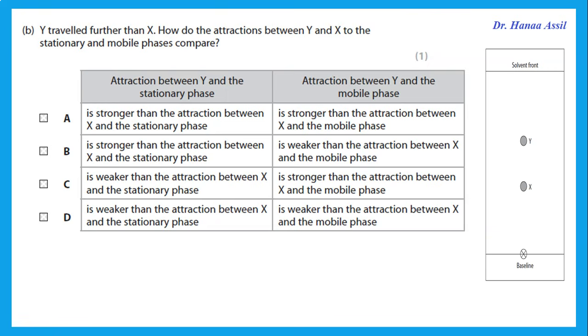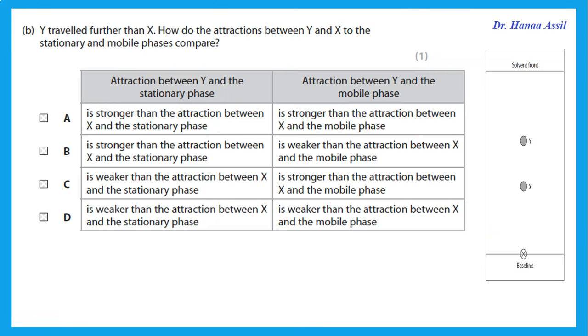How do the attractions between Y and X to the stationary and mobile phases compare? Remember, what makes something go up further than the other? If it goes up further than the other, then there is more attraction to the mobile phase, which is the solvent going up, than the attraction to the stationary phase, which is the silica on the thin layer chromatogram.